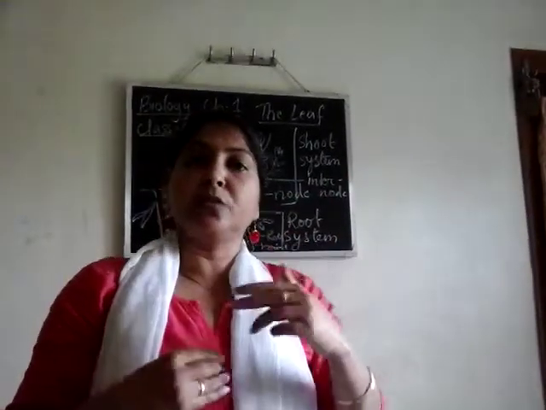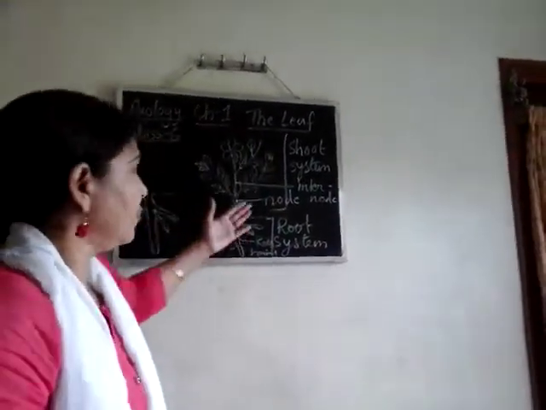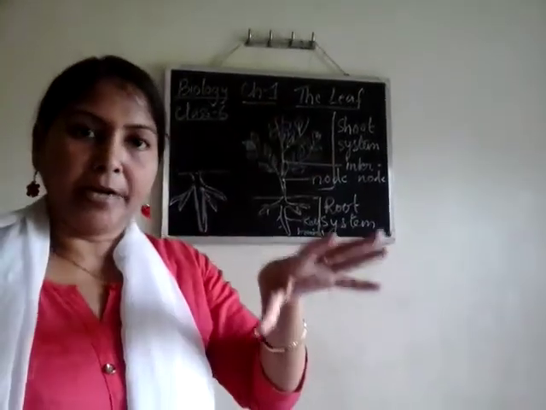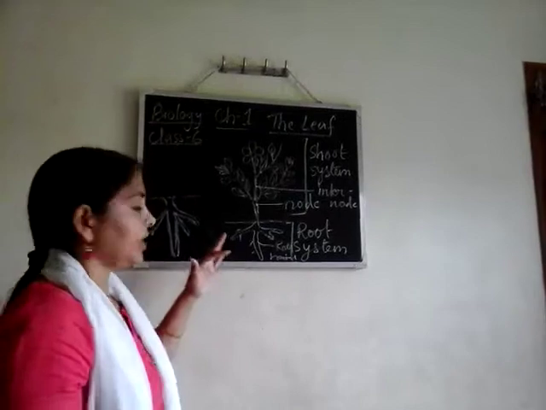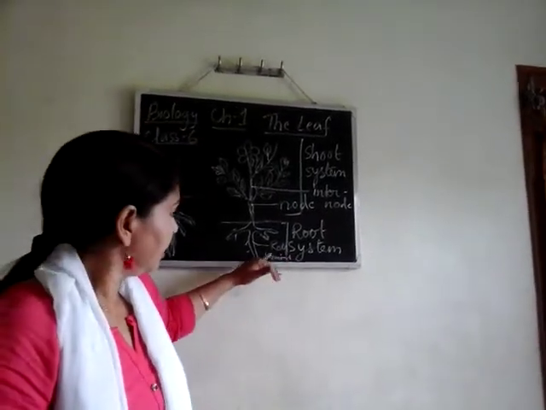Now what is internode? Internode is the gap between the two nodes. Alright. And what is node? Node is the part or a place from where the leaves are arising. Fine. Now we come to the root.